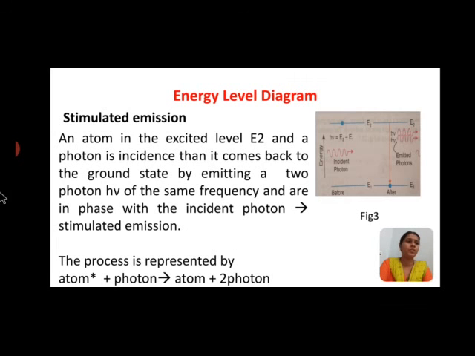Now we will move to stimulated emission. Here, first the atom will be in an excited state. A photon is incident on this atom. So what happens here? The atom interacts with this photon and comes back to the ground state. While coming to the ground state, it will emit 2 photons. But how will these photons be?